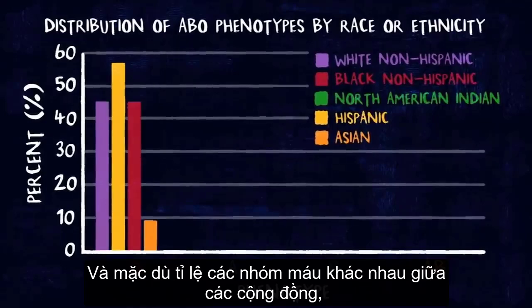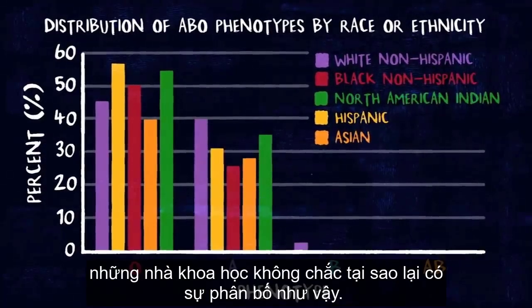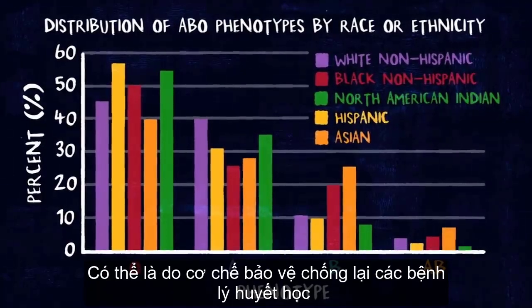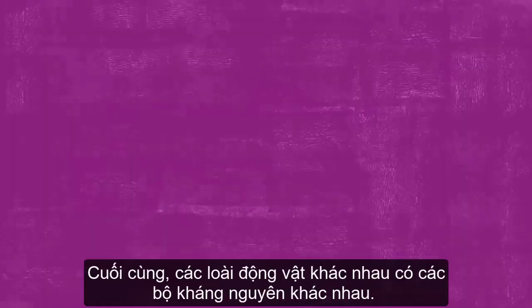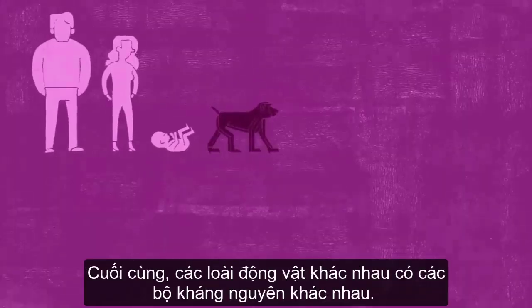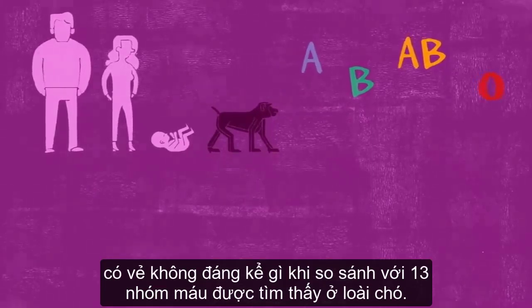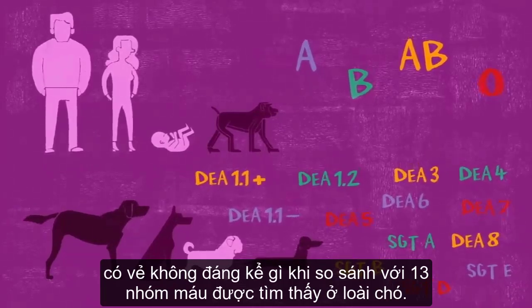And though the proportions of different blood types vary between human populations, scientists aren't sure why they evolved, perhaps as protection against blood-borne diseases, or due to random genetic drift. Finally, different species have different sets of antigens. In fact, the 4 main blood types shared by us apes seem paltry in comparison to the 13 types found in dogs.